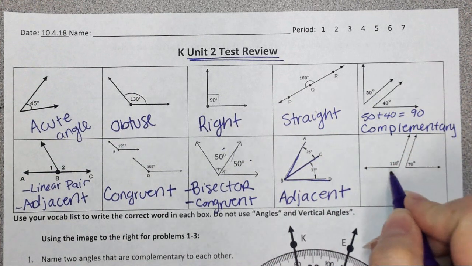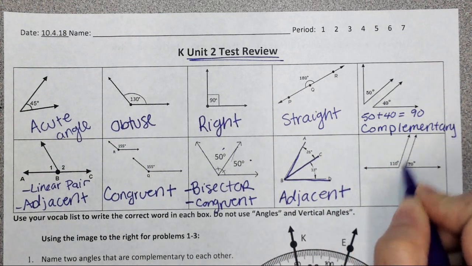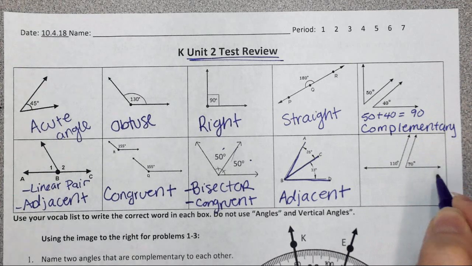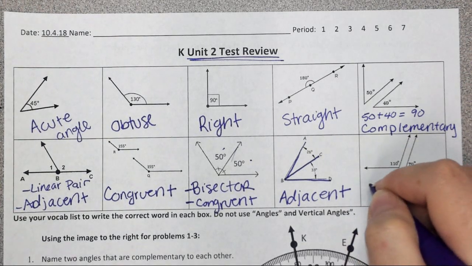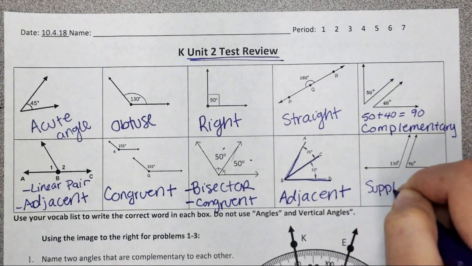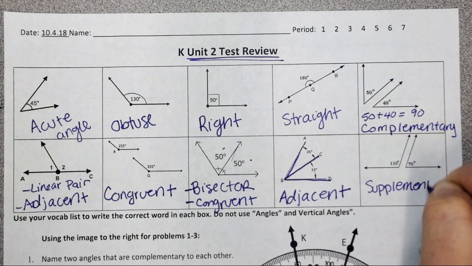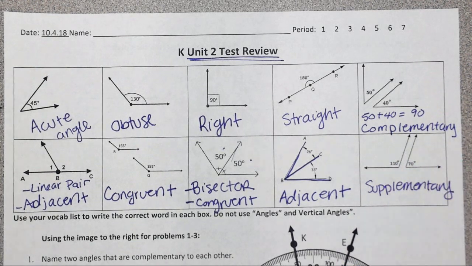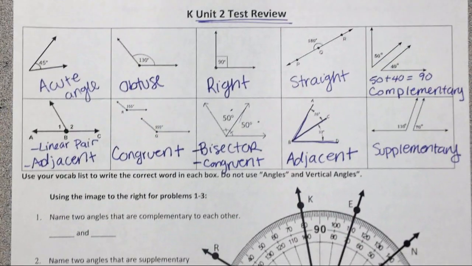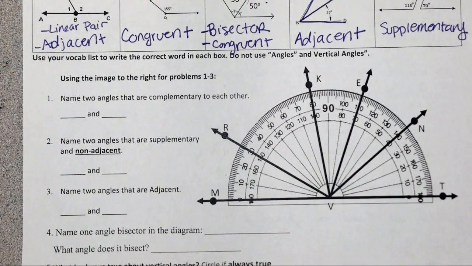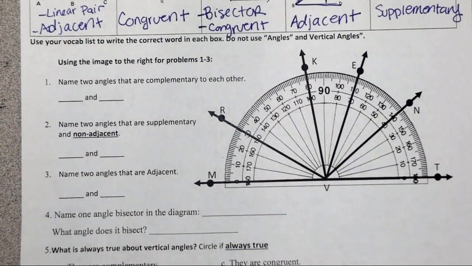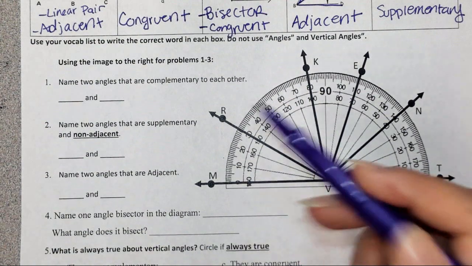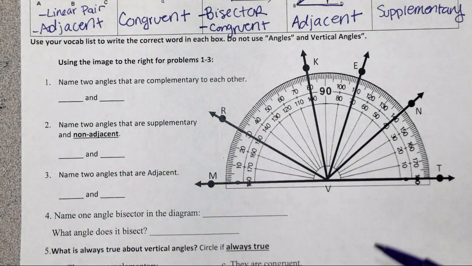Okay. And last, we've got a 110-degree angle and a 70-degree angle. These add up to 180, so these are supplementary. Okay. Scooting down, we're going to use this image on the right to answer problems 1 through 3.